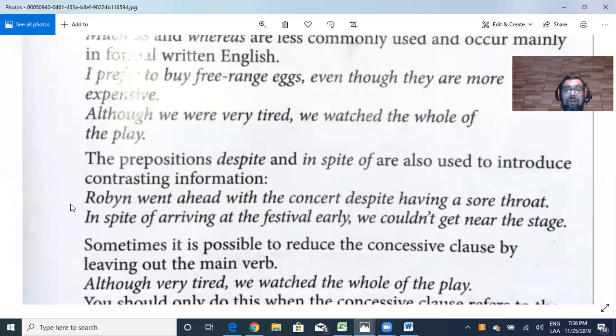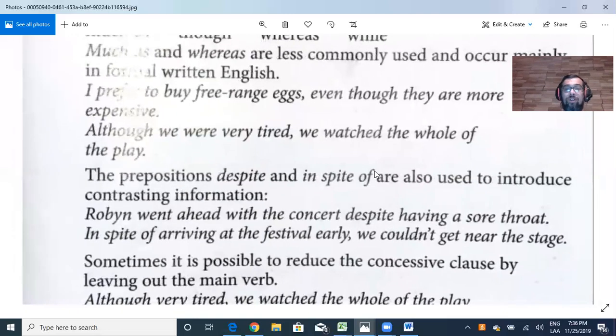Something very important, Jose, the prepositions despite and in spite of are also used to introduce contrasting information. For example, you can say Robin went ahead with the concert despite having a sore throat. Something very important: with despite and in spite of, we use gerunds. So you can see here, despite having a sore throat, right?